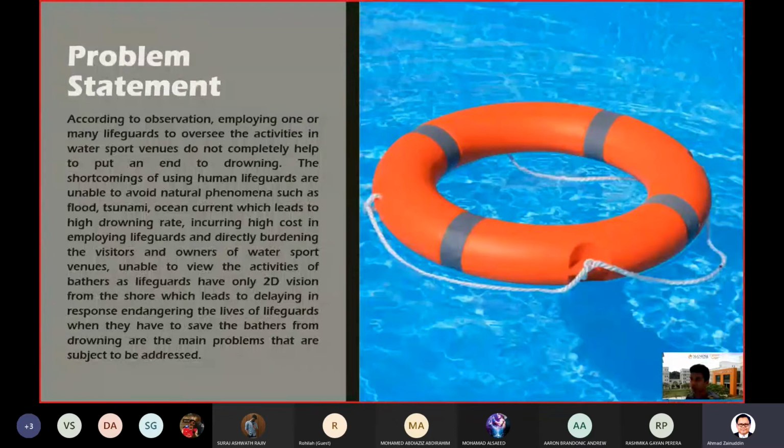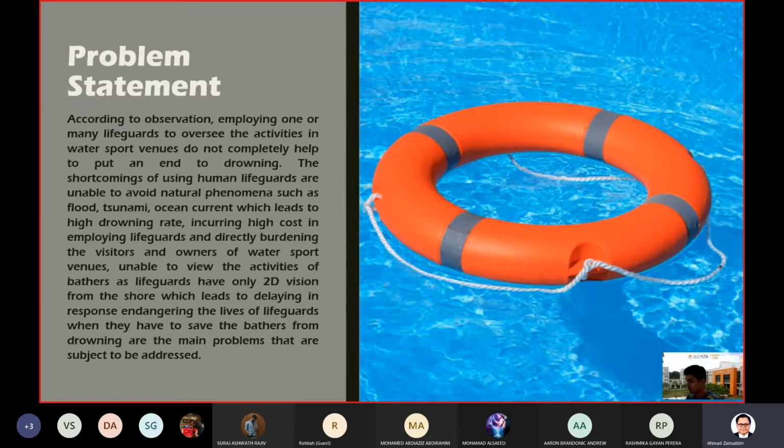So the problem statement: according to the observation, employing one or many lifeguards to oversee the activities in water sports venues does not completely help to put an end to drowning, because it's a large area that you cannot cover with a number of lifeguards, and it costs a lot in employment of lifeguards, directly burdening the visitors and the owners of the water sports venue. Also, lifeguards are unable to view the activities of bathers, as a lifeguard has only 2D vision from the shore.